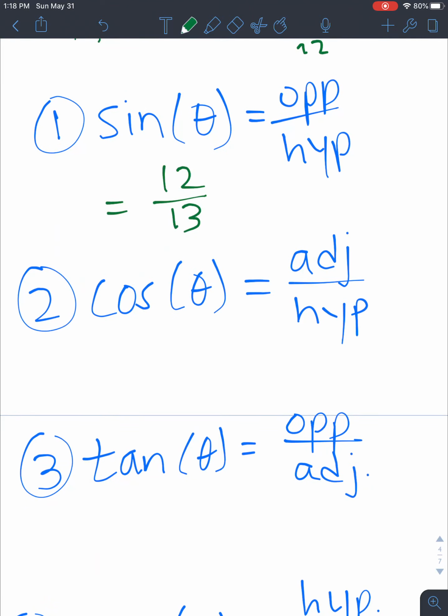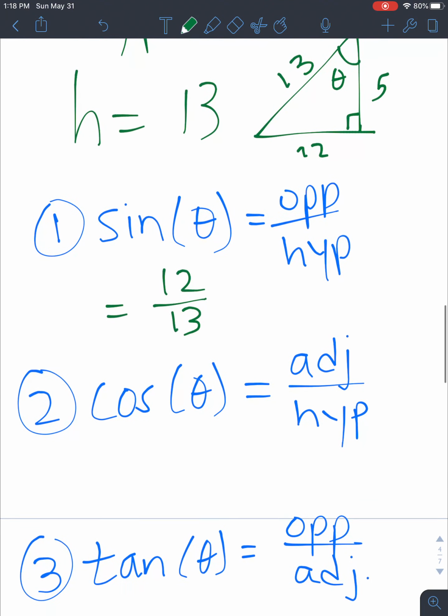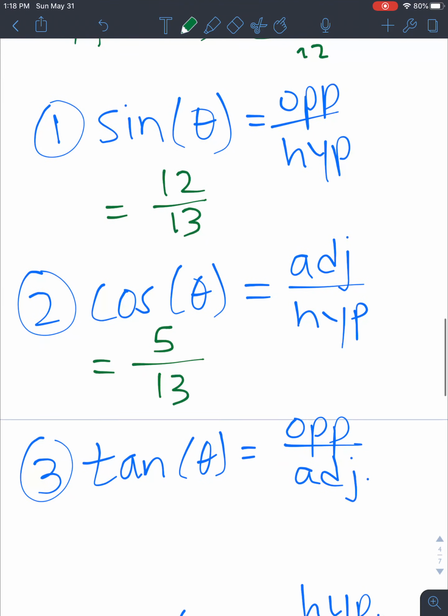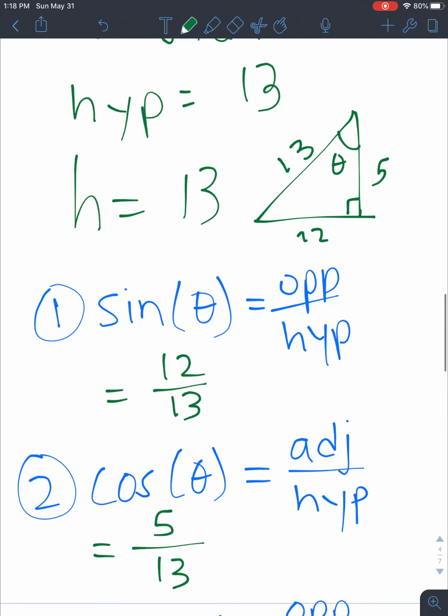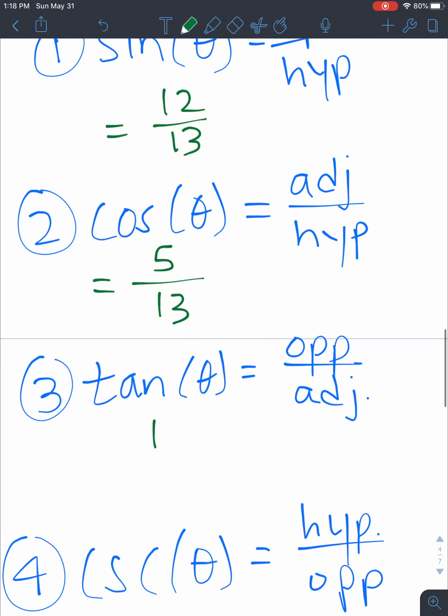All right, now go ahead and try and find cosine of theta. All right, so the cosine of theta is adjacent. Adjacent is 5 over hypotenuse, which is 13. So the cosine of theta we leave as 5/13. All right, now go ahead and try and find the tangent of theta. The tangent of theta is just the opposite over the adjacent. So we have the opposite of 12, and the adjacent's 5, so we're left with 12/5.